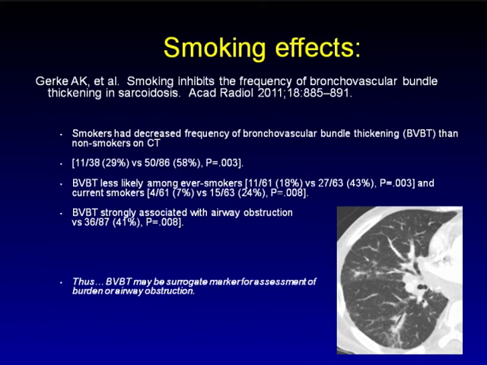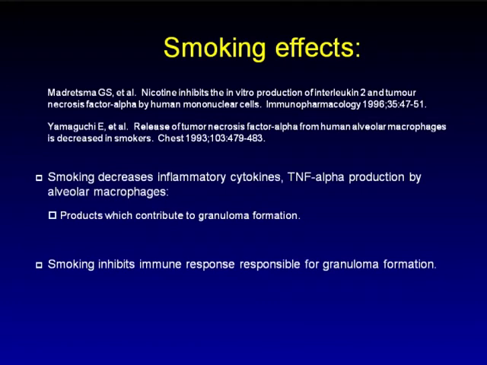One such study looked at CT findings and found that smokers had a decreased frequency of bronchovascular bundle thickening than non-smokers. And since bronchovascular bundle thickening is associated with airway obstruction, some people assume that bronchovascular bundle thickening can be sort of a surrogate marker for assessment of disease burden or airway obstruction. A couple other studies have looked at exactly why smoking might produce a decreased odds of sarcoid. And basically the thought is that smoking decreases the inflammatory response or decreases the immune response, which allows granuloma formation in the first place.